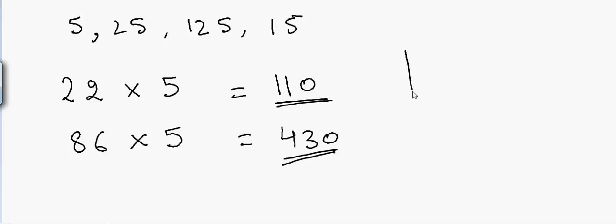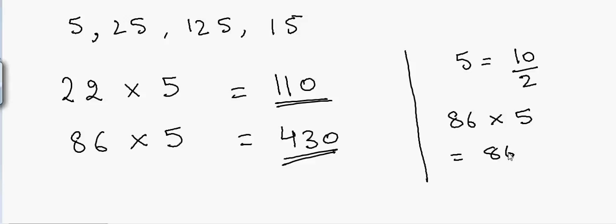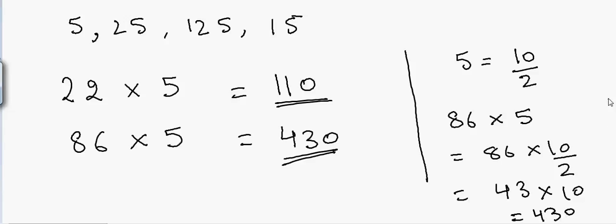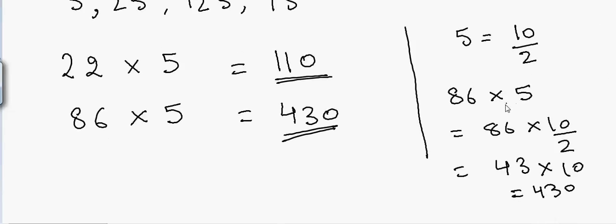So this is the concept. The concept is very easy. 5 is equal to 10 divided by 2. So in a way, if I multiply 86 by 5, that is equal to 86 into 10 divided by 2. So that will be equal to 43 into 10, which is 430. As you can see, this is nothing new, and most people already know this, but we don't remember these concepts when we are doing calculations in the exam or in the market. So it's very handy if you remember this kind of concept.